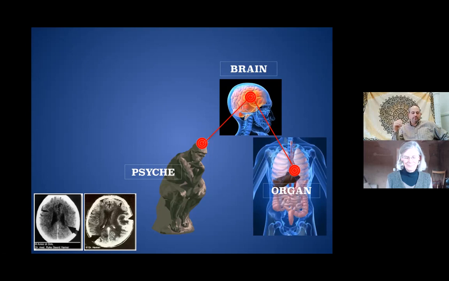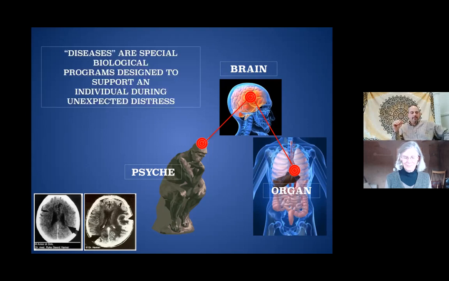And what he demonstrates is that the psyche, brain and body operate on simultaneous levels, and we can describe what happens on all three levels simultaneously. Ultimately, and this is the paradigm shift, you take that frame and you move it. You take that different lens and look through it, and all so-called diseases are now special biological programs specifically designed to support the individual during unexpected distress. Unexpected distress.